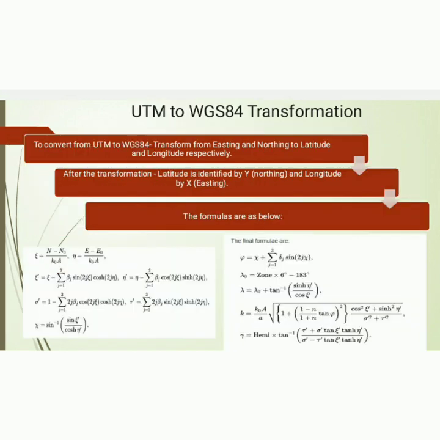Therefore, to convert from UTM to WGS84, we have to transform from easting and northing to latitude and longitude, respectively. After the transformation, latitude is identified by Y or northing and longitude by X or easting. The formulas are as below.